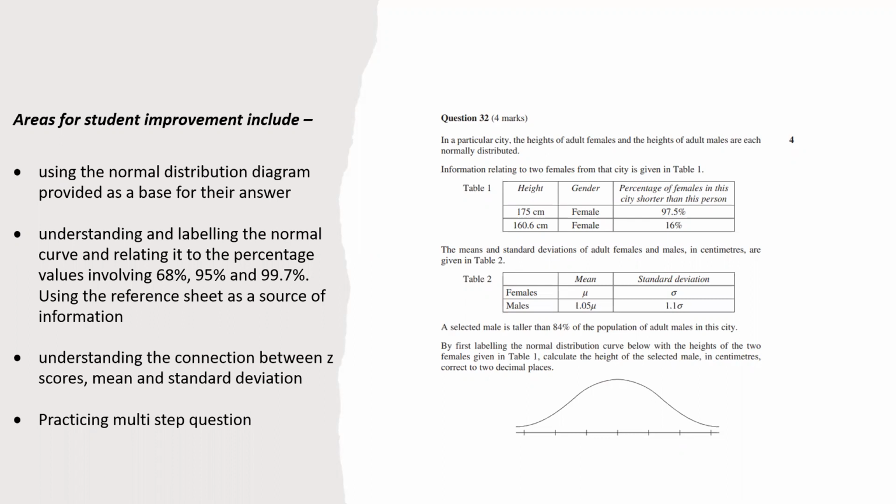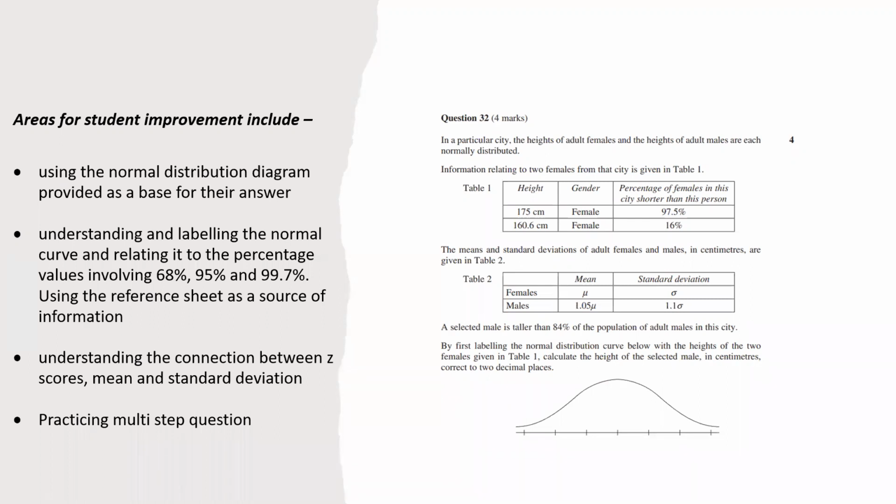They also failed to understand and label the normal curve and relate it back to the percentage values involved, the 68%, 95%, and 99.7%. This is actually given on the reference sheet. So maybe students need to make sure that they use their reference sheet to see the normal distribution, see the percentages.